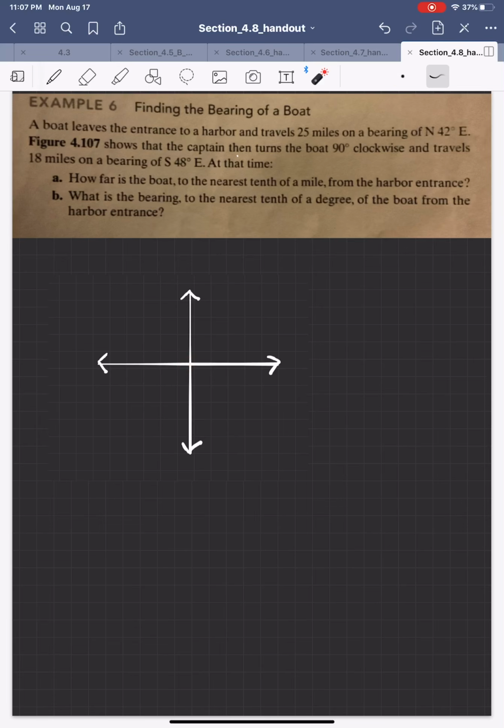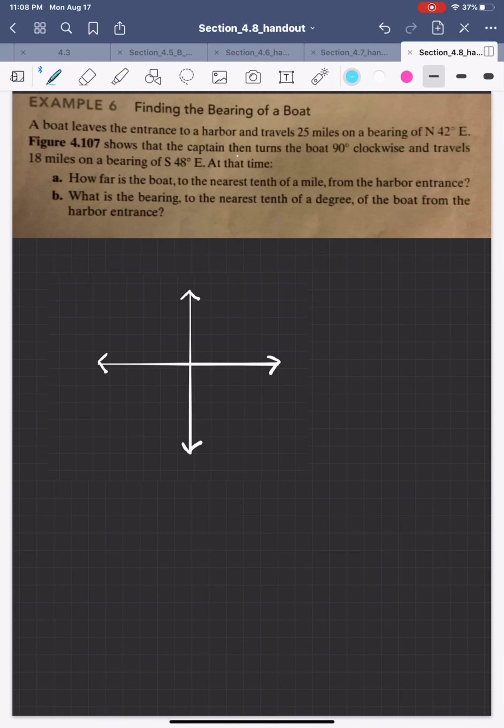Ready? So we're going to assume that the origin is the harbor. That's where the boat is harbored. Now the boat is going to leave and travel. Notice here, it's going to travel 25 miles on a bearing north 42 degrees east. Ready? Let's draw that. Because I'm telling you right now, everyone on this boat is about to be extremely grateful that you learned your trigonometry, because you're going to save everyone's life. Are you ready? So let's start.